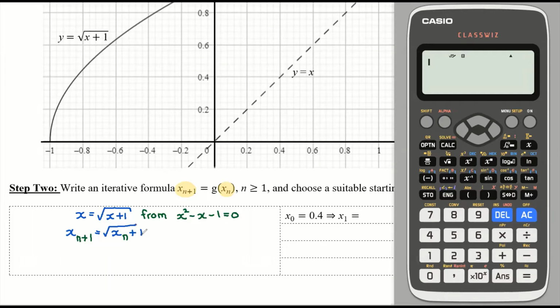Okay, and all that is square rooted, so I'll just continue that. So that's our iterative formula. Now it says choose a suitable starting point. There'll be more about that later on. But obviously if we choose what I've decided to use, which is 0.4, as you can see here, if we use that as a suitable starting point and we sub that into our equation, well, let's see what we get.